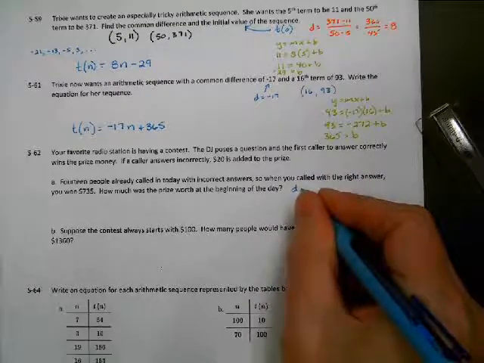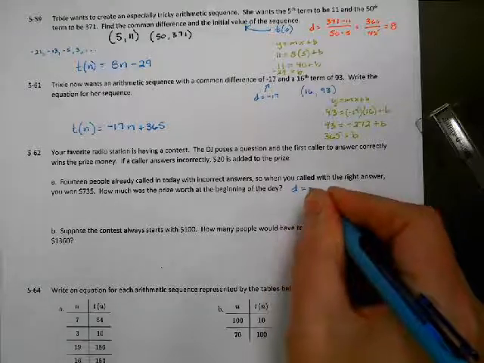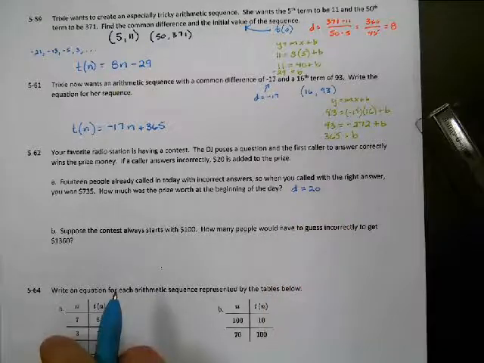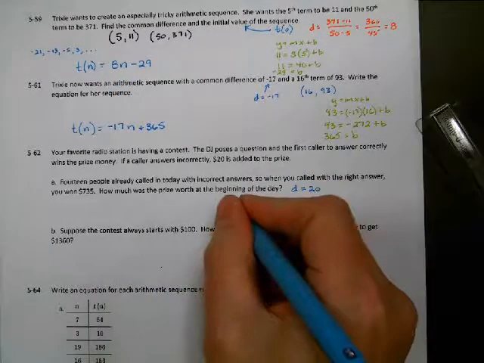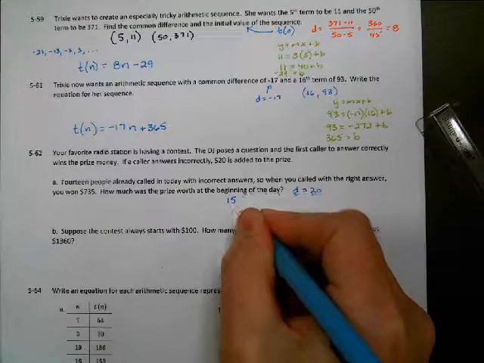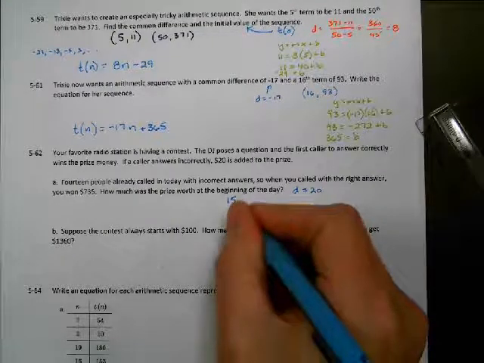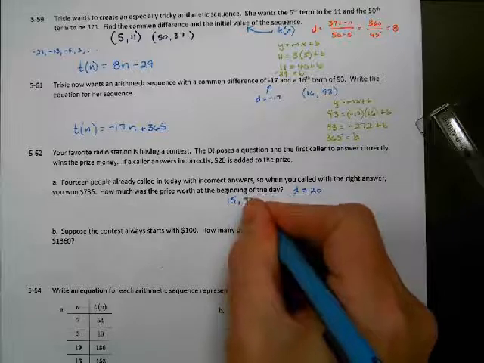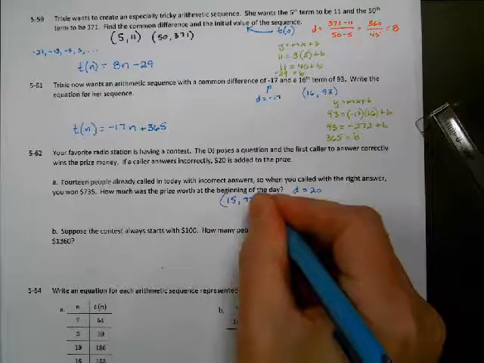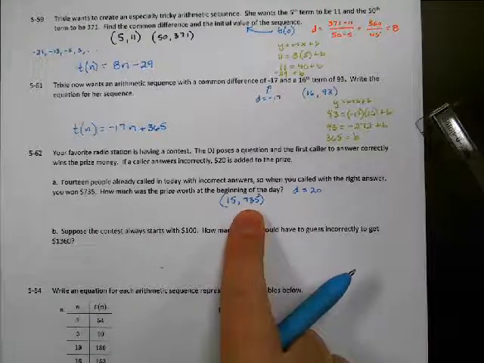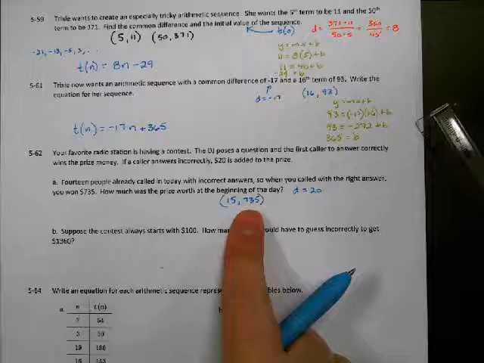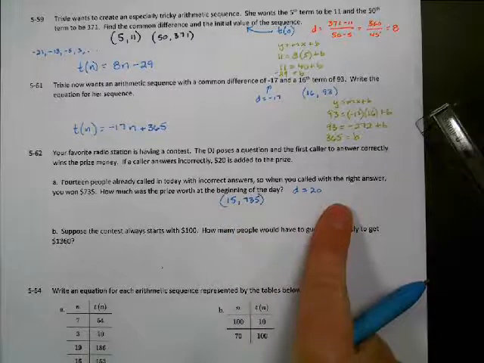Now in the sequence, you are the 15th caller. So the 15th caller is the term number, and it's $735. So we just need to find out how much it was worth at the beginning of the day. And that would be T of 0, right? Because caller 1 added $20, caller 2 added $20, and so on and so forth. So if we need to find T of 0, that's the y-intercept.